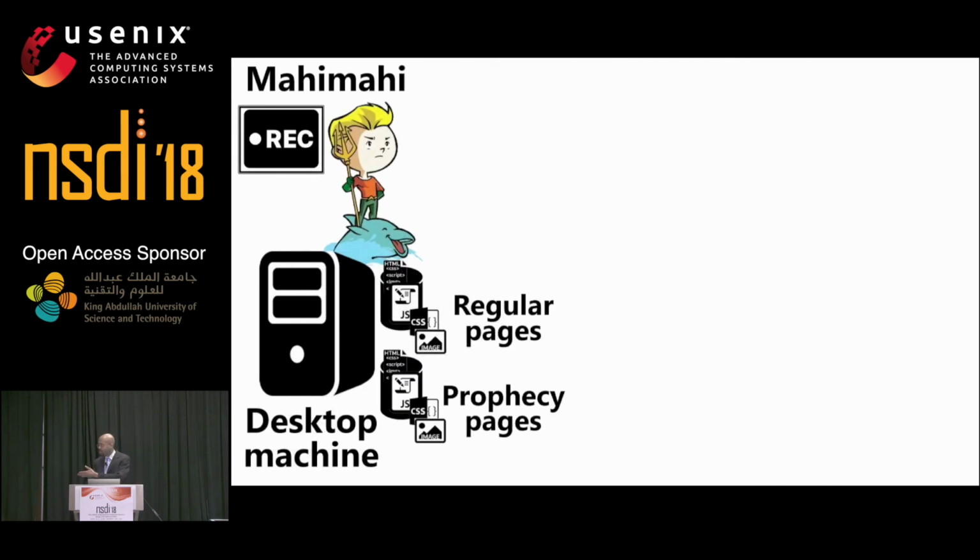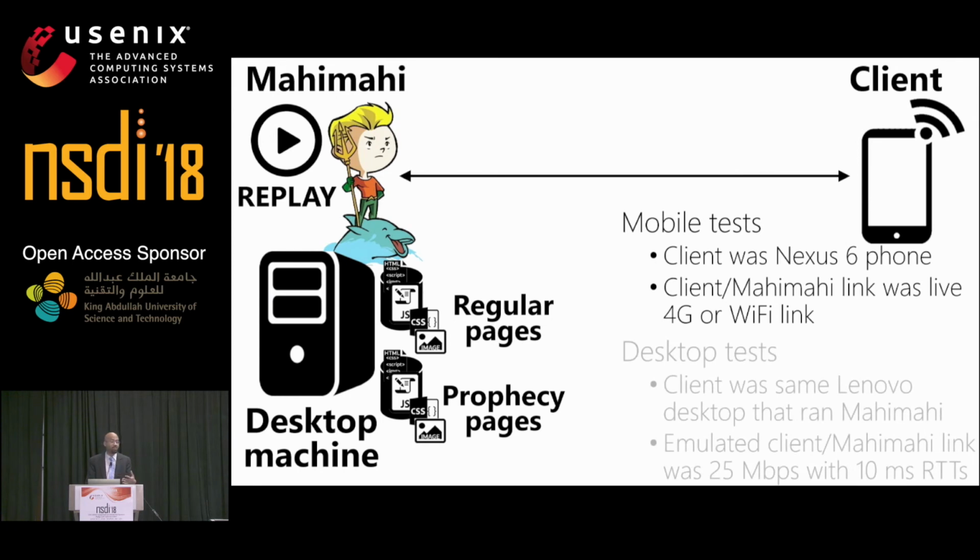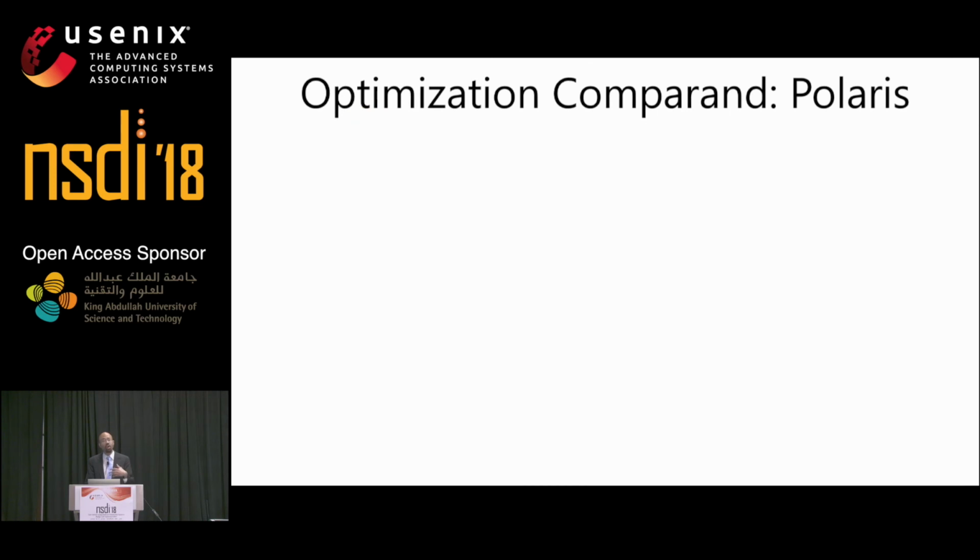So this is the experimental setup that we had. We set Mahimahi to now be in replay mode, and then we had it serve either the regular version of a page or the Prophecy version of a page. In the results that I'll describe to you now, I'm mainly going to focus on our mobile evaluation results, where the link between the Mahimahi server and the Nexus phone was either a live 4G or Wi-Fi link. In the paper, we discuss some results with desktops, but I won't really focus on those results now. Our optimization comparand was Polaris.